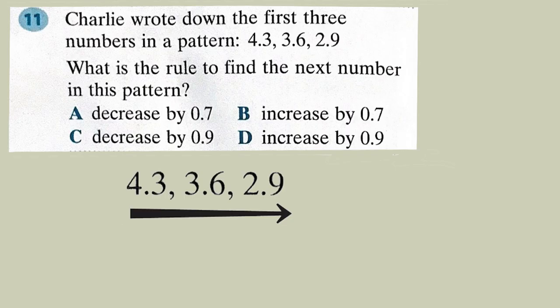So in that case, we definitely will not be able to use B because there's an increase, and D because we're talking about an increase. So we've got two answers that we've got to decide on, and that's a decrease by 0.7 or a decrease by 0.9. And so if we subtract 3.6 from 4.3, we'll get a decrease of 0.7. And we can highlight that it's A.